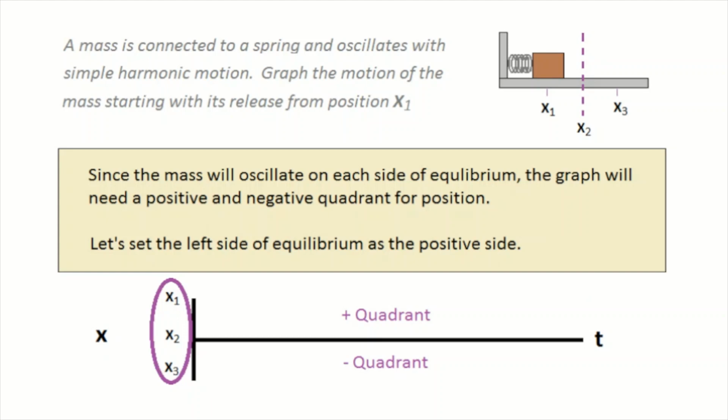As far as the graph is concerned, we want to make sure that it has two quadrants, a positive and a negative. Remember, the equilibrium position, which is x2, is where our position is 0. Because we can go to the left side of that and the right side of that, we would have a negative and positive category. It doesn't really matter which you call which. I'll just place x1 as our positive and x3 as our negative to get started.